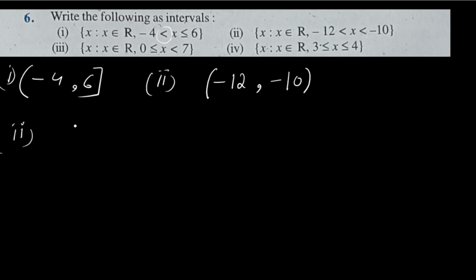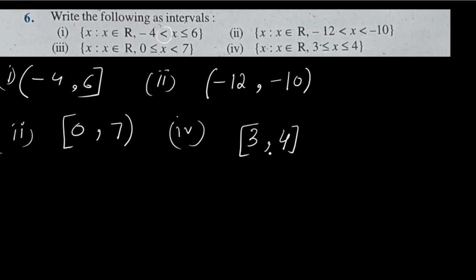Now the next one. First of all, we'll write the numbers 0 and 7. With 0, equality is there, x is greater than or equal to, so for equality, a closed bracket. Then x is less than 7 means an open bracket. The fourth one: the numbers are 3 and 4. With both, equality is there, so with both 3 and 4, a closed bracket will come. So this is a closed interval. This is open-closed, this is a fully open interval, and closed-open. These are semi-open or semi-closed. You can see. So let's do the next question, the seventh one.